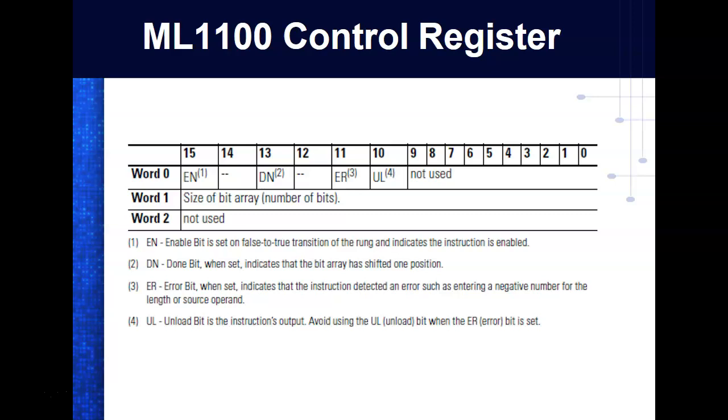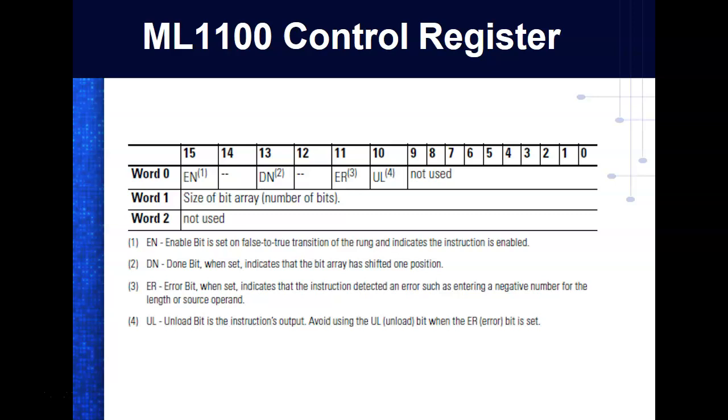So this is what's stored in the R6 register. Bit 15 would be the enable bit. The enable bit is set on a false to true transition every time the rung goes through. The DN bit tells us when we've shifted our maximum length, right? That would be the done bit. Then the ER bit would tell us that we got an error. It usually indicates something such as entering a negative number, and the error bit would be set.